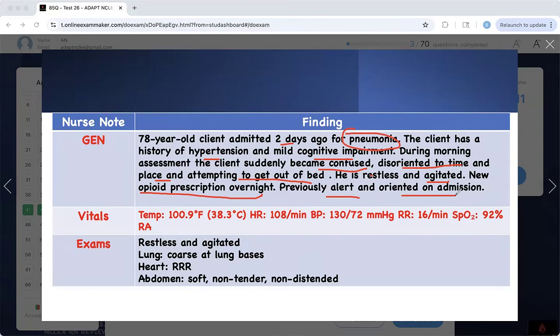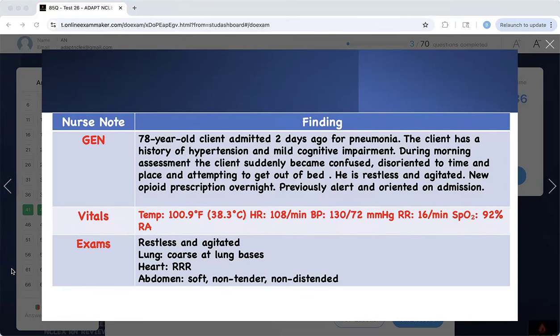Think about it. I have been admitted 2 days ago. I'm fine. All of a sudden, I had an opiate last night, and this morning I'm confused. I'm disoriented. I'm pulling IV lines. I'm trying to get out of bed. I have a low-grade fever, consistent with my pneumonia. Tachycardia, consistent with my pneumonia or whatever is going on with me. My blood pressure is okay. My saturation is okay. On exam, I'm restless. I'm agitated. My lung sounds are abnormal because I have pneumonia, right? My abdomen is fine. My arthritis is fine.